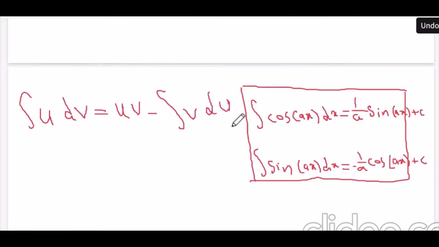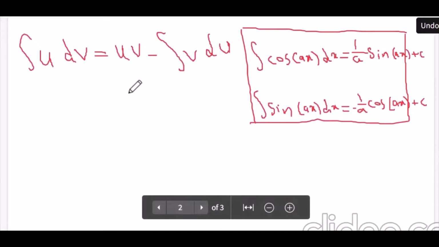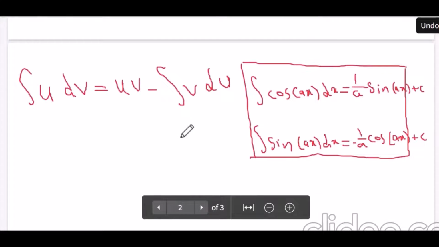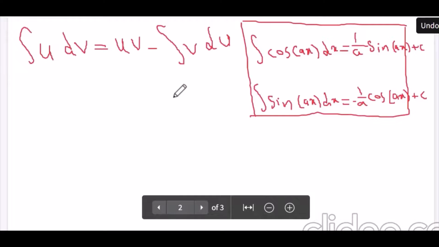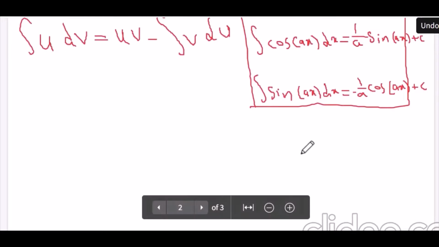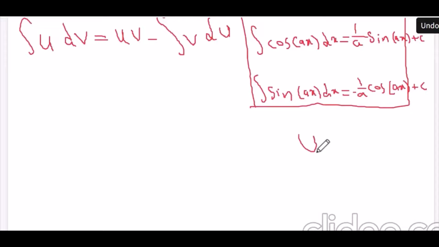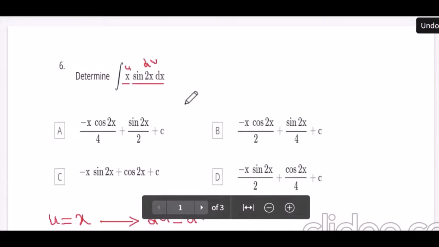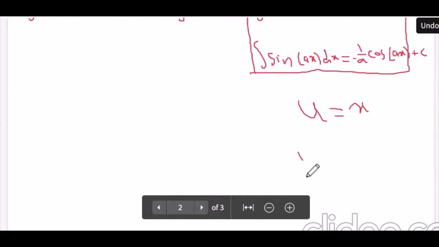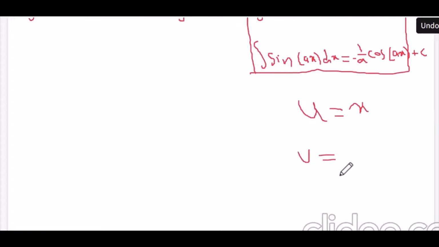So now we can apply it to the rule. To make it easier for us to apply the formula, I'm going to write the given. So we have u equals x, as we can see here. Then v, which is minus 1 over 2 cosine 2x.